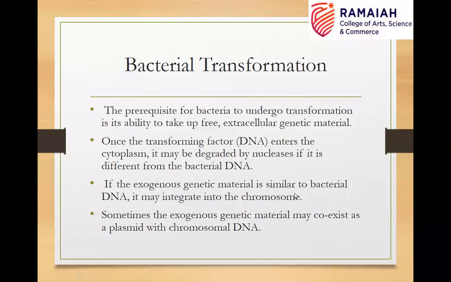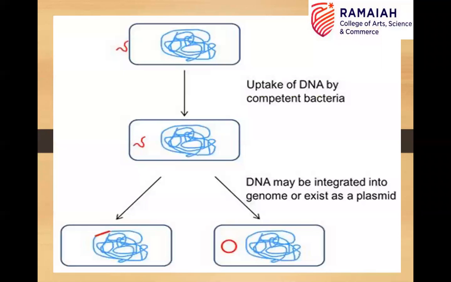So if the DNA that enters inside the bacterial cell is dissimilar, it gets degraded by the nuclease enzyme, or if it is similar to the bacterial DNA, in that case it gets integrated into the chromosome. Sometimes the exogenous material which enters inside the cell may coexist as a plasmid with the chromosomal DNA.